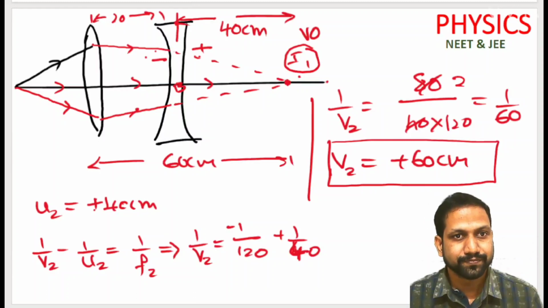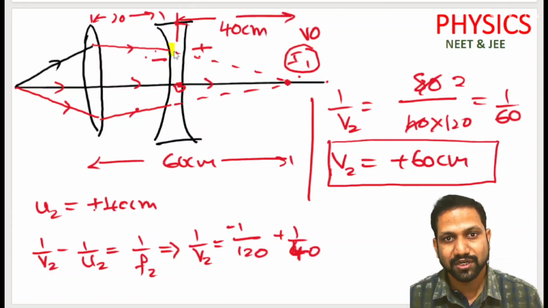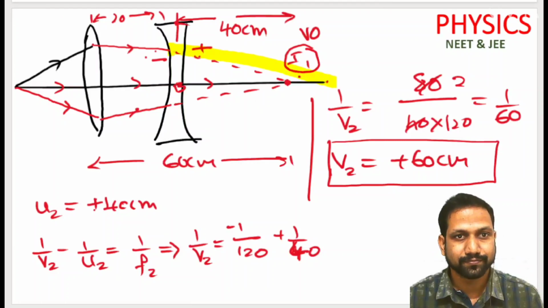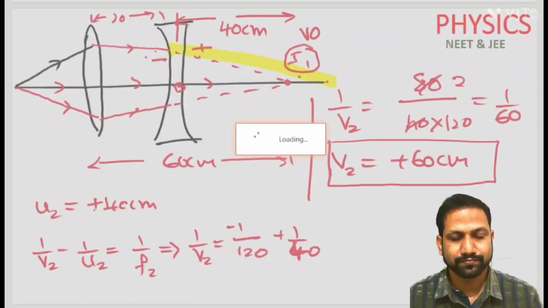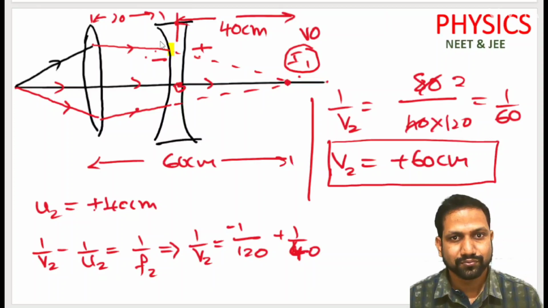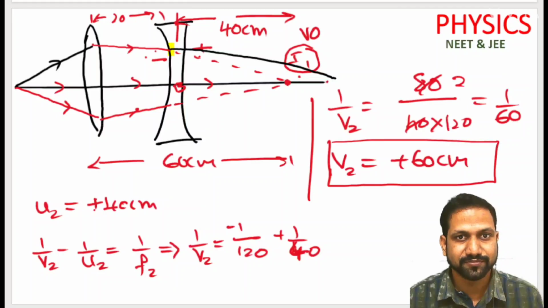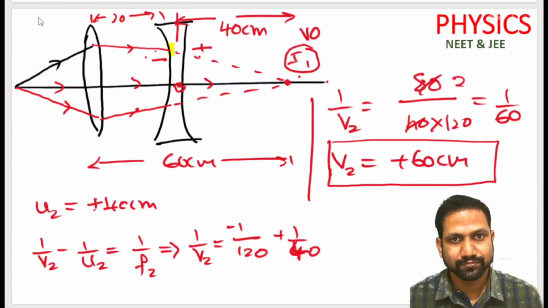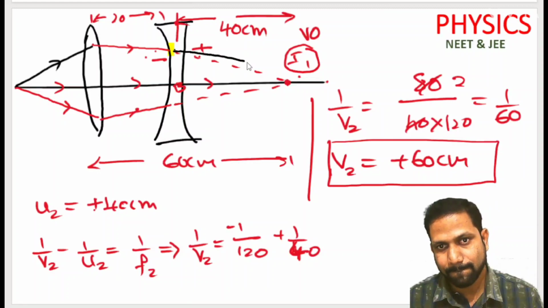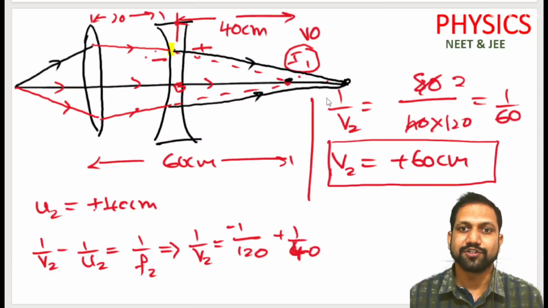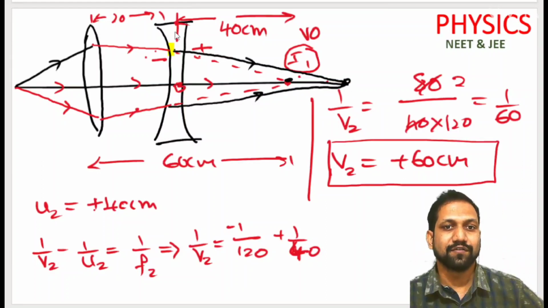The meaning of this plus, again I told you already, plus stands for image distance, and positive means real image. That means from here the light rays will come and meet over here. The diagram should have been straight. Actually they have to converge over here, but they will converge over here because of the concave lens.